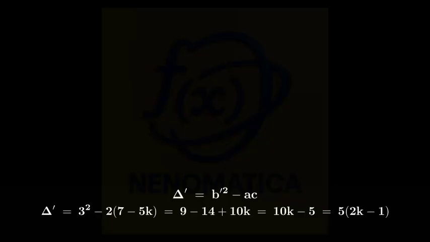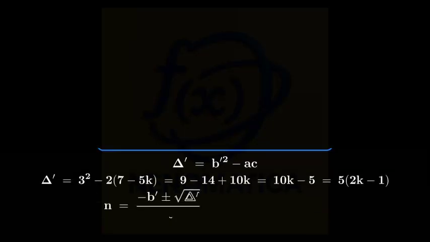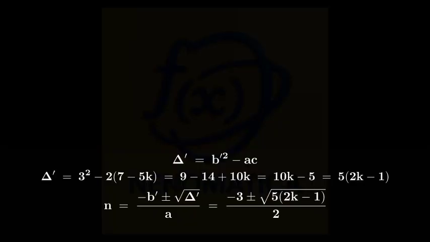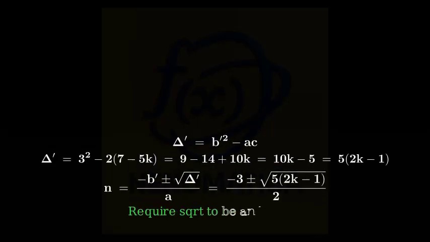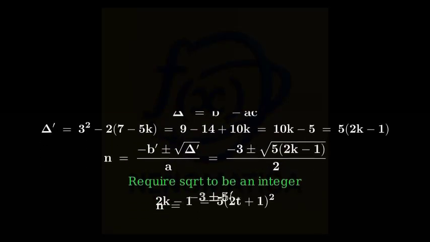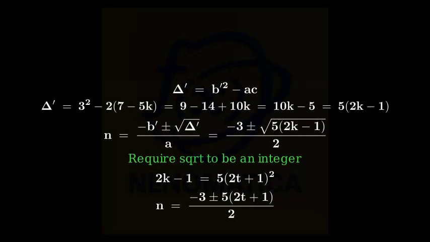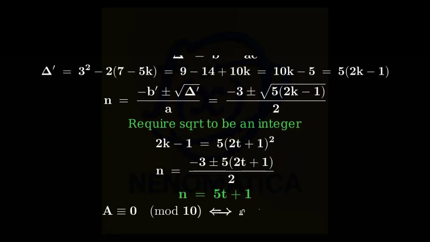equals b' squared minus ac. By the corresponding quadratic formula, n equals negative b prime plus or minus the square root of delta prime, all over a. For n to be a natural number, the square root must be an integer. Since 5 times (2k minus 1) must be a perfect square, write 2k minus 1 equals 5 times an odd square, namely 5 times the square of (2t + 1). Taking the plus sign yields n equals 5t + 1. That is, n is congruent to 1 modulo 5.